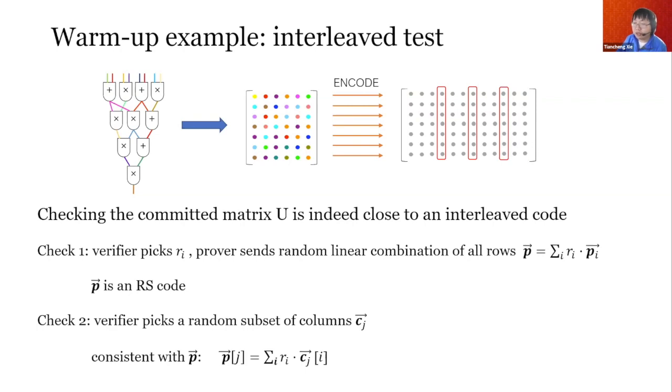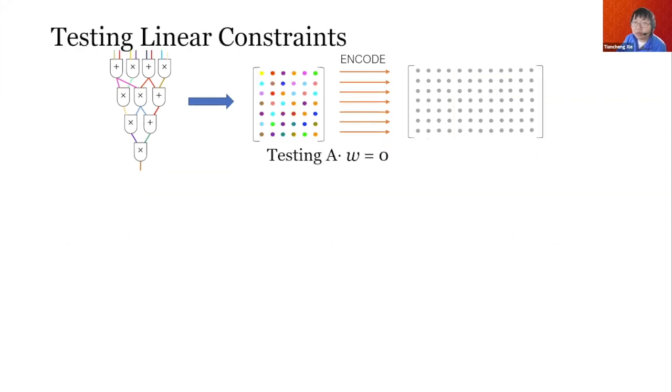So the check 2 will take a column, right? So check 1 will take a row, check 2 will take a column. So the total communication is the size of a row plus the size of a column, where in the matrix, the minimal communication complexity can only be square root of n because you take a row and at the same time you take a column. Then after this, we can ensure that the matrix is encoded by Reed-Solomon code correctly.